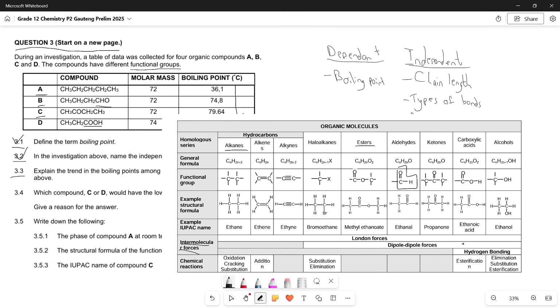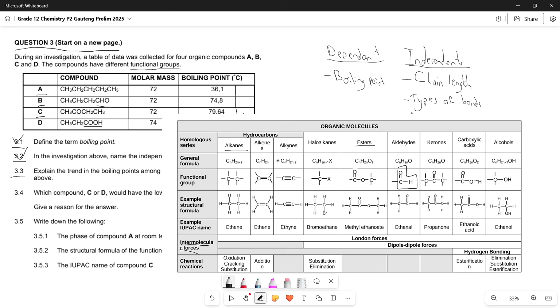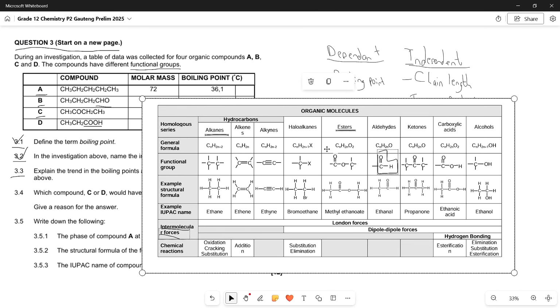So these guys don't have any hydrogen bonding. That is only for a carboxylic acid and an alcohol because of the H directly attached to the O, and that is what hydrogen bonding consists of. Hydrogens interacting with nitrogens, oxygens, or fluorines being directly attached. And we can see that here when it comes to D, because D has a carboxylic acid and that has a hydrogen bond, and we can see that the boiling point is significantly higher for it. So that means if we know which compounds we're dealing with, we can just break down what type of forces they have, and then we can compare the trend in boiling point.